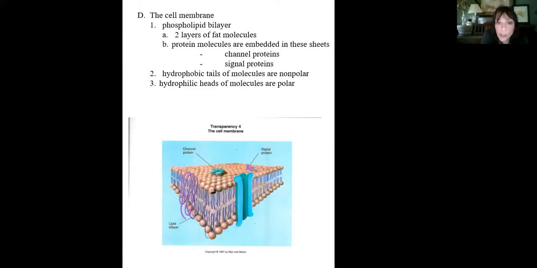Here is a channel protein right here, and you can see that things can flow through. It's basically a receptor site, and when we get to neurophysiology, we will need to know this and come back and talk very specifically about that.